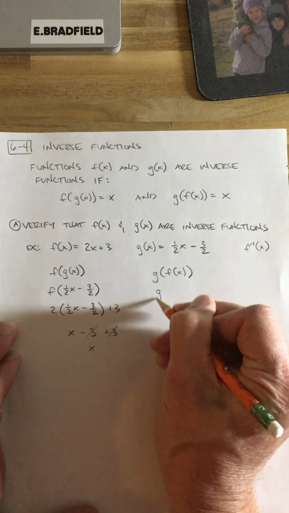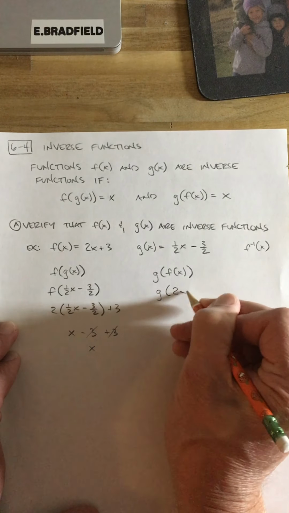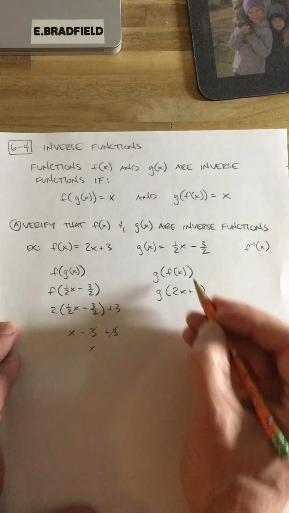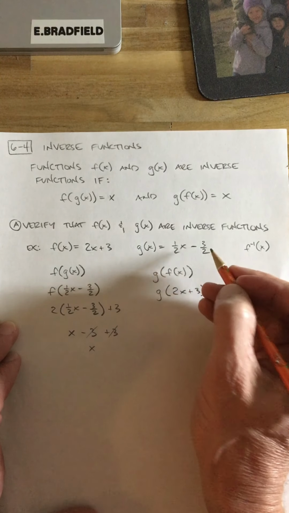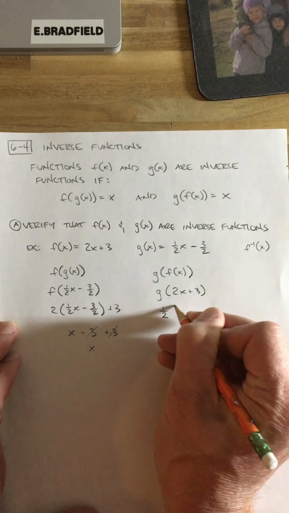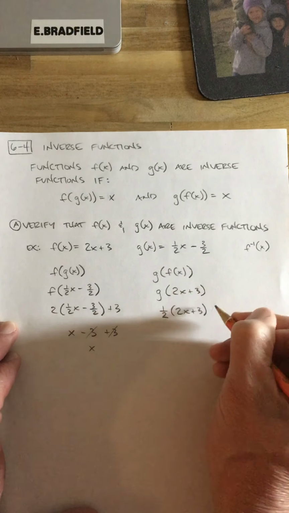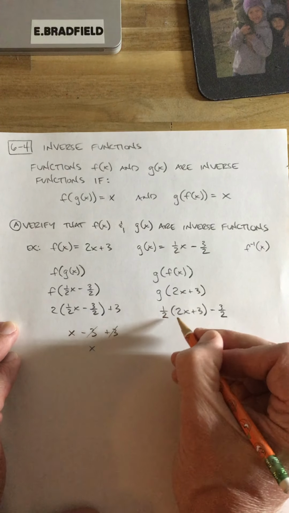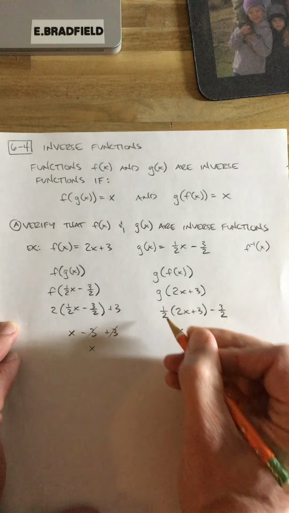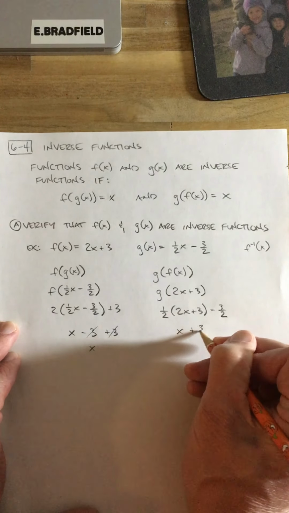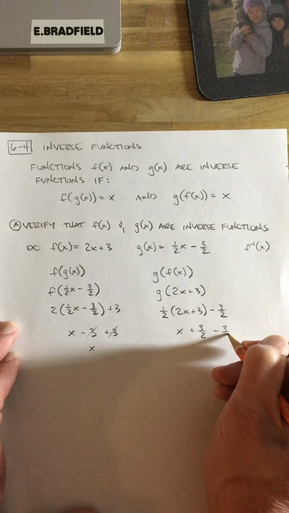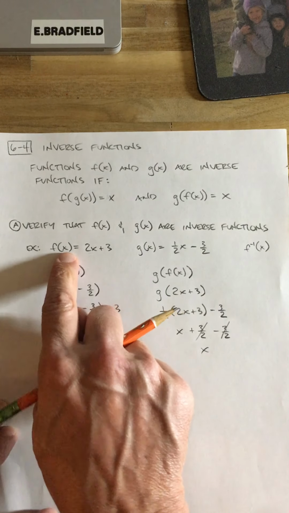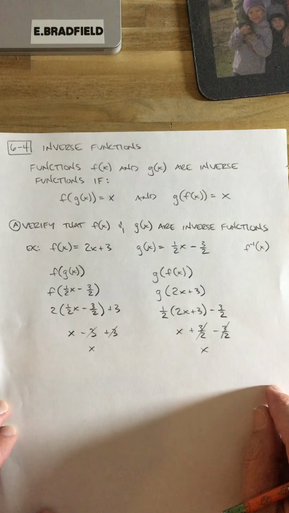And so that's going to be g of f of x is 2x plus 3, so 2x plus 3, okay? And g of this is going to equal 1/2 times this minus 3/2, so 1/2 times 2x plus 3 minus 3/2, okay? And so distribute, 1/2 times 2 is just 1, so we're left with x, okay? 1/2 times 3 is plus 3/2. Then we have minus 3/2. And these, of course, cancel, and we're left with x. So it looks like f of x and g of x are inverse functions, okay?